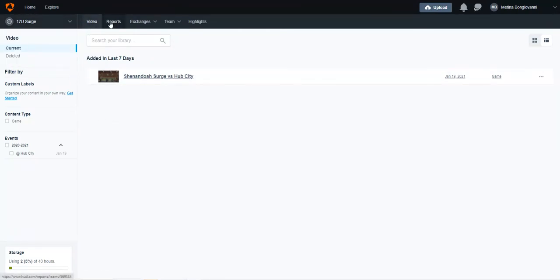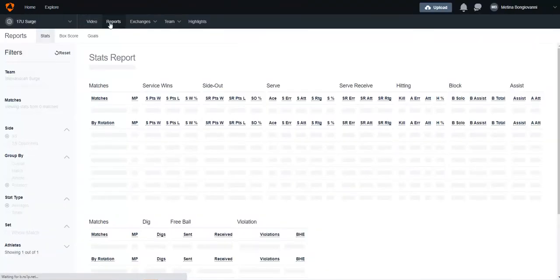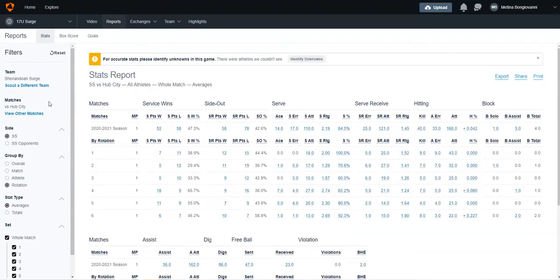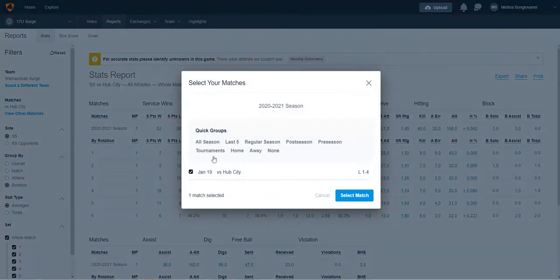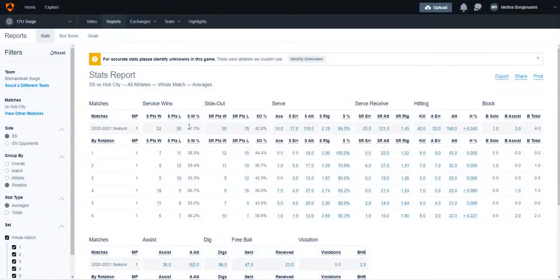The next thing you can go to is reports. This is where all your stats are going to be housed. You can view by just one match. You can add all season, last 5, regular season, postseason, if it was a tournament, if it was home, away, however you want to look at the stats to make a determination about what's going on. You can view it overall, just for that weekend, etc. So there are several ways you can group stats to get an overall view of the team.